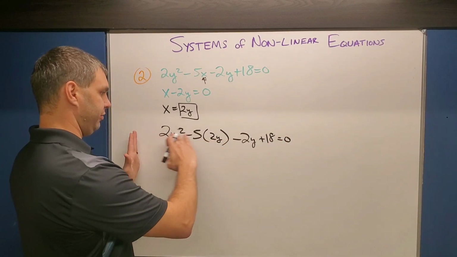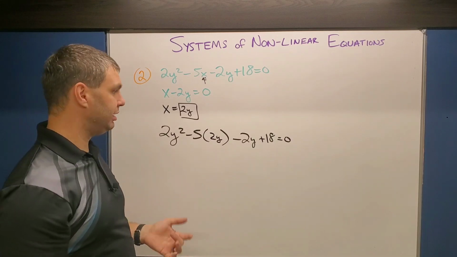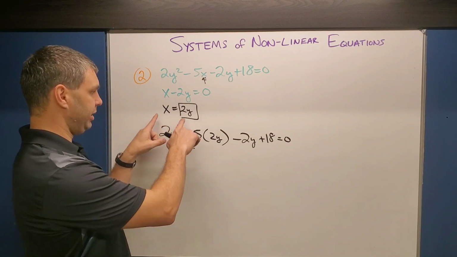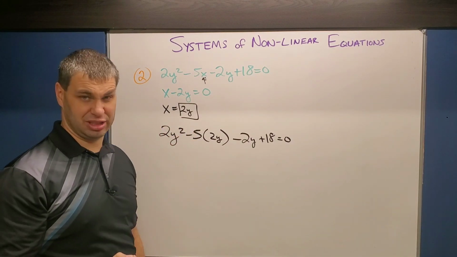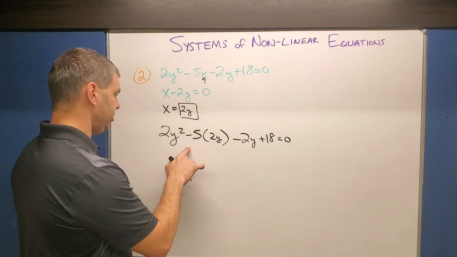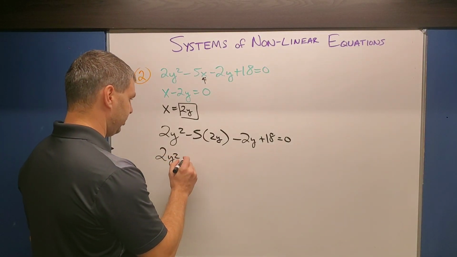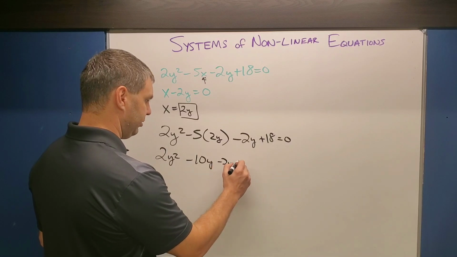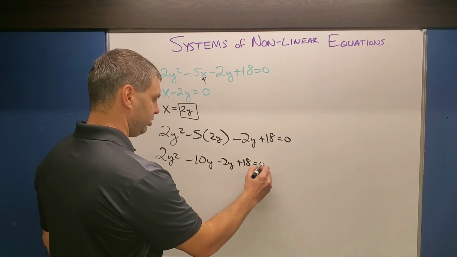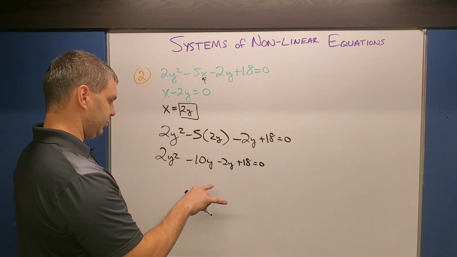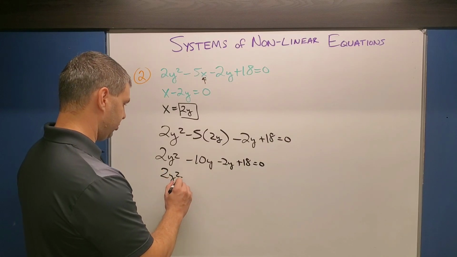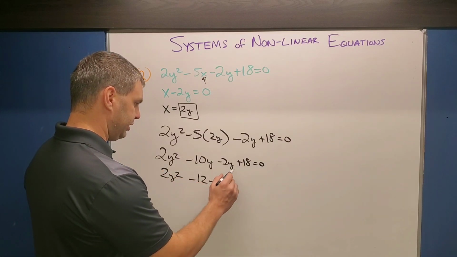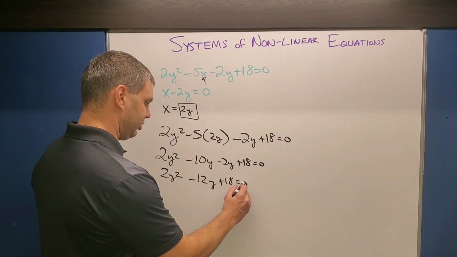So I should only have y's left, and I do. So I'm going to solve for y, and then eventually I can plug it back into my one with the box, and that should give me my x value. All right, let's do that here. We have 2y squared minus 10y minus 2y plus 18 equals 0. And what do I have now? I have 2y squared minus 12y plus 18 equals 0.